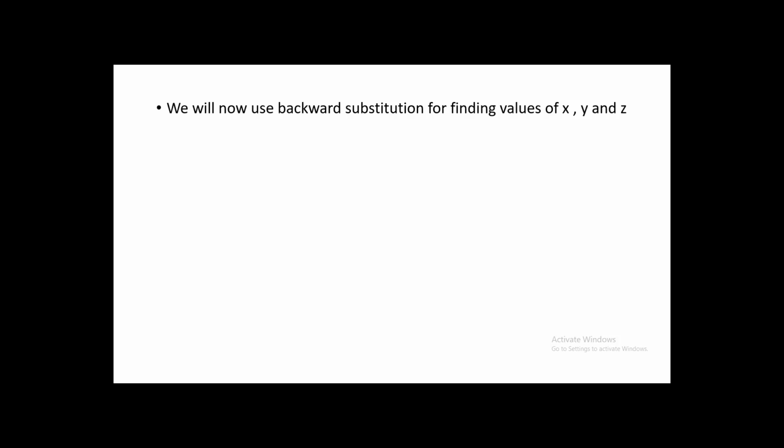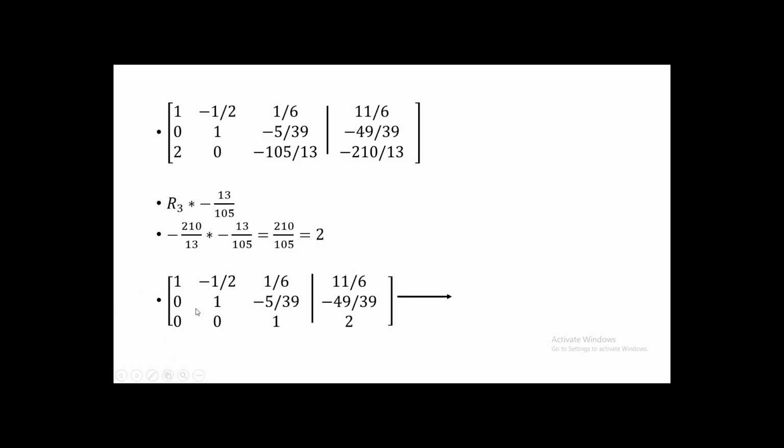Now what we are going to do, we need to find a value for x and y. We will be using backward substitution for finding values for x, y and z. Now z is equal to 2. How did I say that z is equal to 2? See, this position defines x, y and z. So z in the augmented matrix is equal to 2.